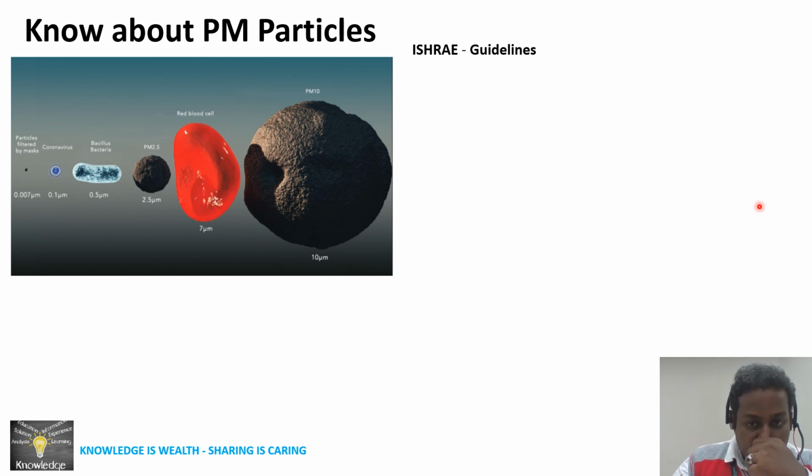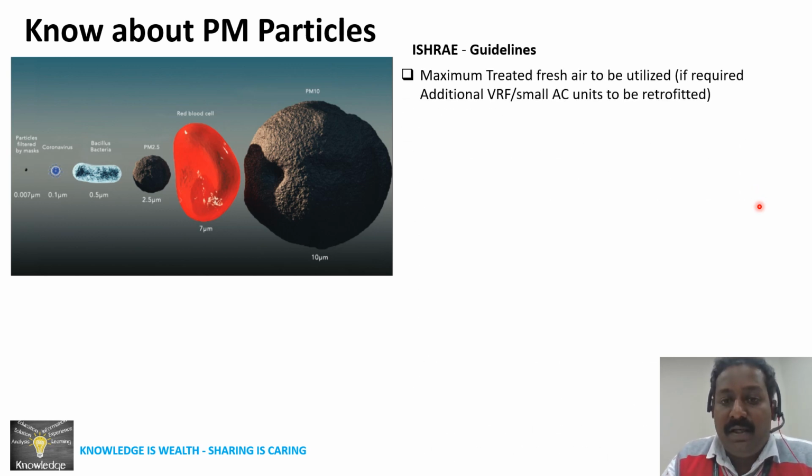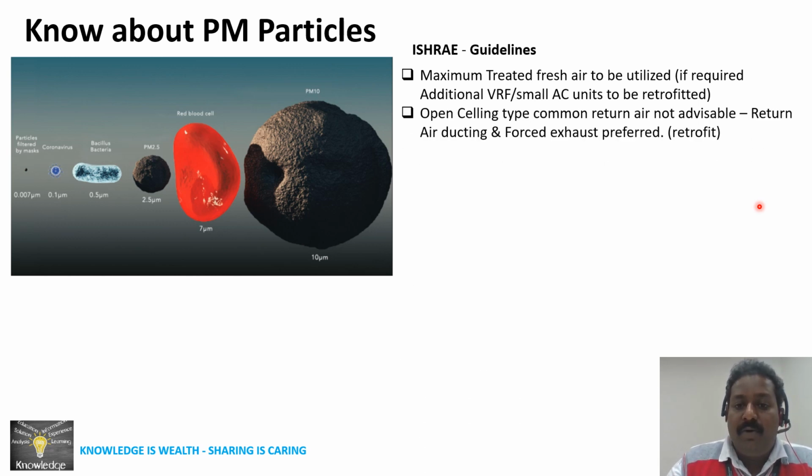And now if you talk about ASHRAE guidelines, what they gave last year is that maximum treated fresh air should be utilized. As we already discussed, our fresh air capacity will be 25 to 30% of the AHU capacity, so there is no feasibility of maximizing fresh air. That is why the guideline says open the windows and doors to bring more fresh air into the building. And open ceiling type common return air is not advisable. Return air ducting and forced exhaust.